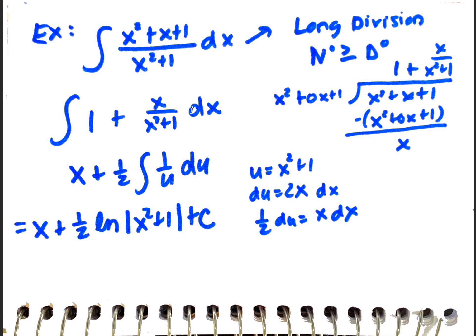Notice that x dx can be replaced directly, so we're only left with 1 over u du, but don't forget the 1/2 in front. Ultimately, we can solve this by taking the antiderivative of 1 over u, which is natural log of the absolute value of x squared plus 1.